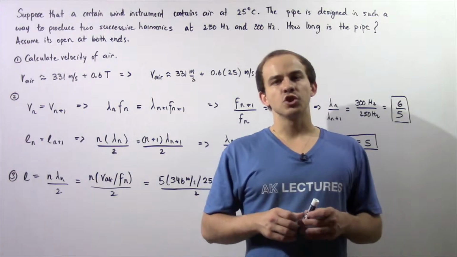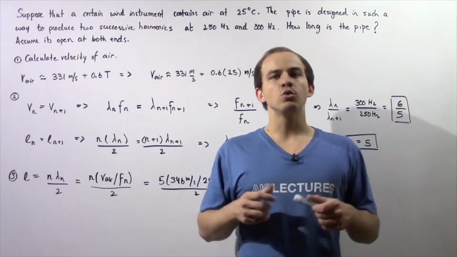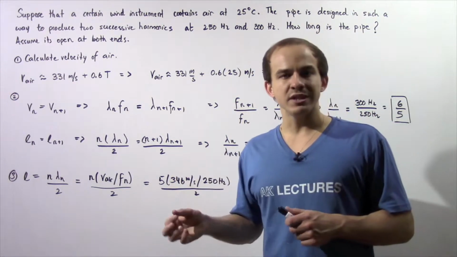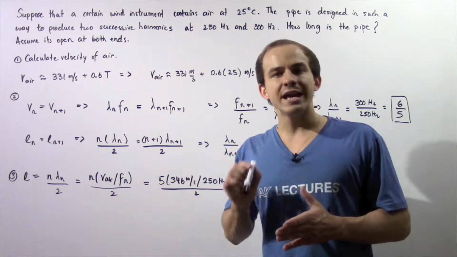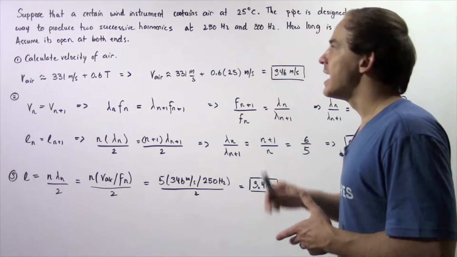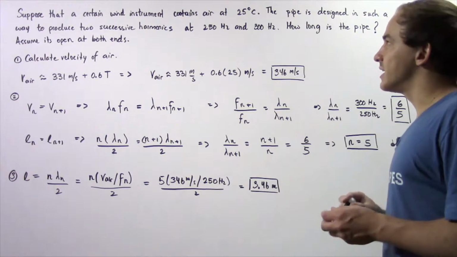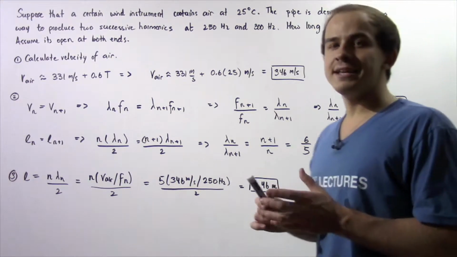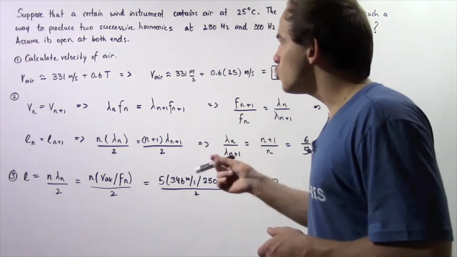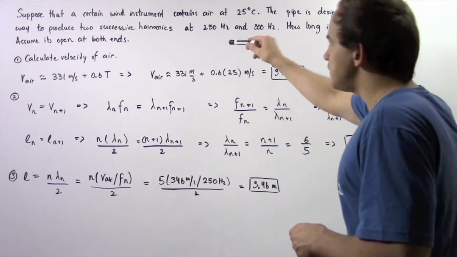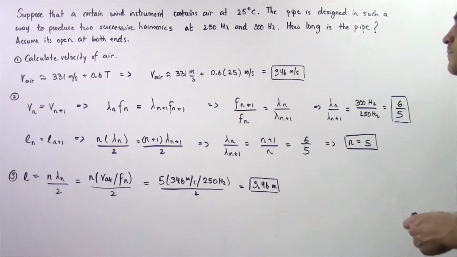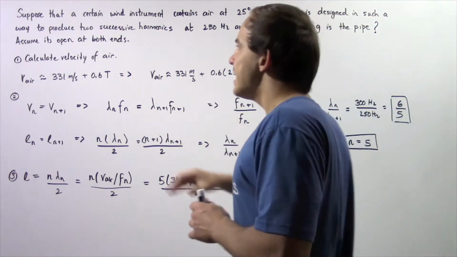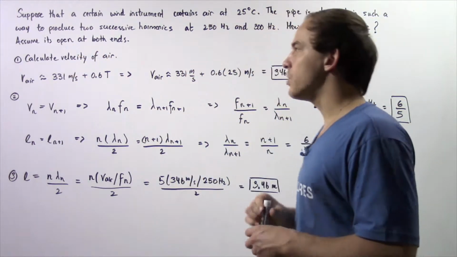In the previous lecture, we discussed wind instruments. Now we're going to look at an example that deals with a certain wind instrument, and we're going to calculate the length of that wind instrument. Suppose a certain wind instrument contains air at 25 degrees Celsius. The pipe is designed in such a way to produce two successive harmonics at 250 Hz and 300 Hz. Knowing that information, how long is the pipe, assuming that the pipe is open at both ends?